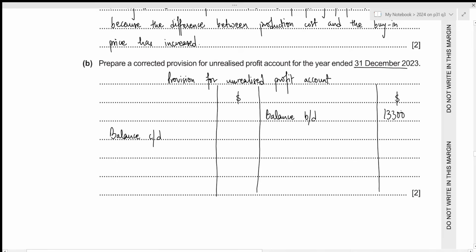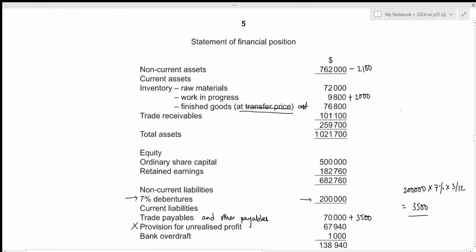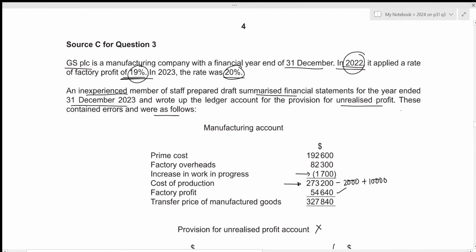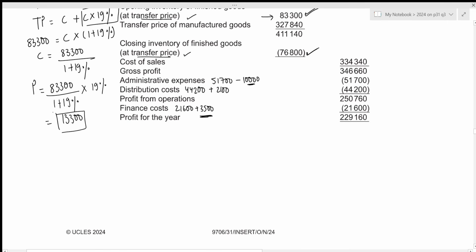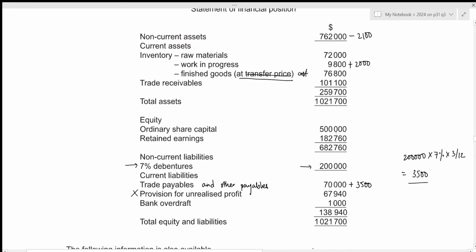Now we just need to repeat the same process for the closing balance as well. And for the closing balance, we are using the information for the year 2023 where we use the rate of factory profit of 20%. So again, if we just substitute the 19% by 20% and substitute this value by the transfer price for the closing inventory, we'll get the profit to be 76,800 divided by 1 plus 20% times 20%. This results in the value of 12,800. Let's write it down.